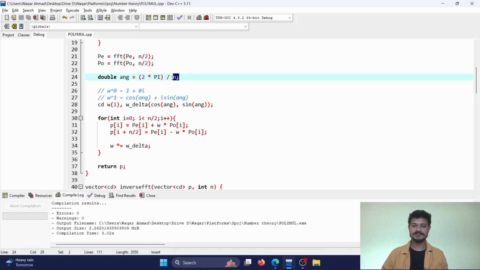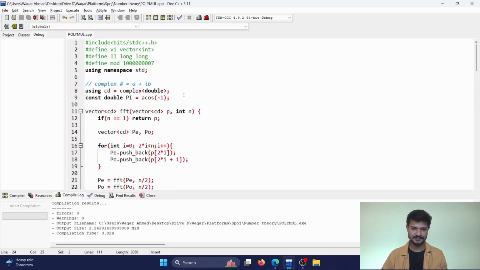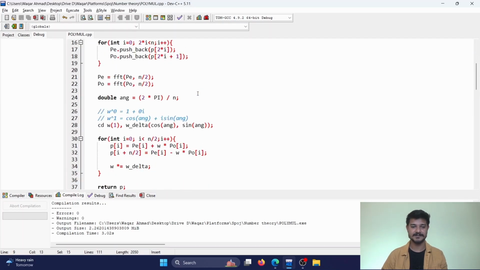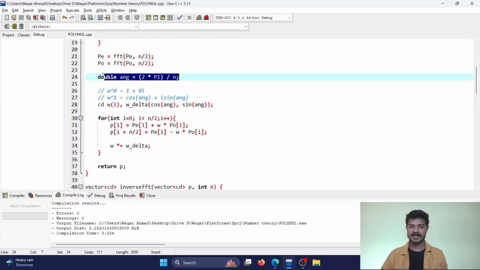So first of all, since we are going to evaluate it on n points, each root of unity will be 2 pi by n degrees apart, right? We have seen this, so I have calculated the angle, that will be 2 pi by n. And what is pi? I have already defined pi here. You can calculate the value of pi using the cos inverse function. So cos inverse of minus 1 is pi, right? So I've calculated the angle 2 pi by n, right?